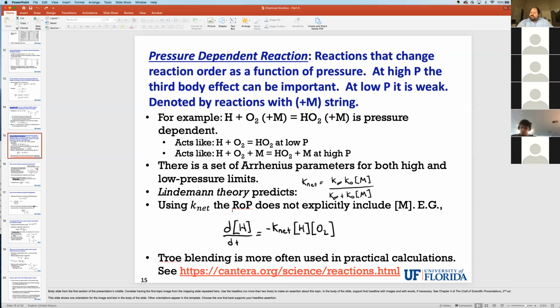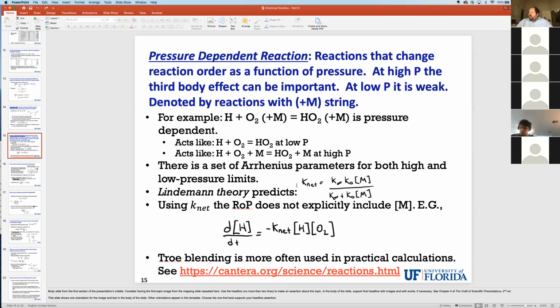And so using this K_net, the rate of production of, say, H would be d[H]/dt equal to minus this net rate constant times the concentration of H times the concentration of O2. And if you're at high pressure and the concentration of M is important, that M will be taken into effect by the net rate constant. Okay, and so these are chemical reactions that you need to look out for.